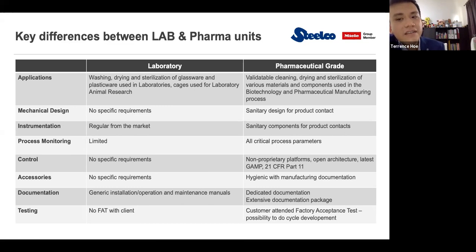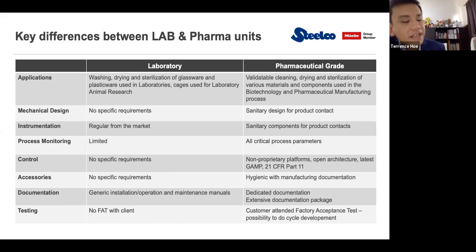So for the biotech and pharmaceutical manufacturing process, the mechanical design had to be hygienic or sanitary. The process monitoring had to record all the critical process parameters, and the control sometimes needs to comply with GMP 21 CFR Part 11. So the accessories had to be hygienic or sanitary design. And the documentation is an extensive document package.